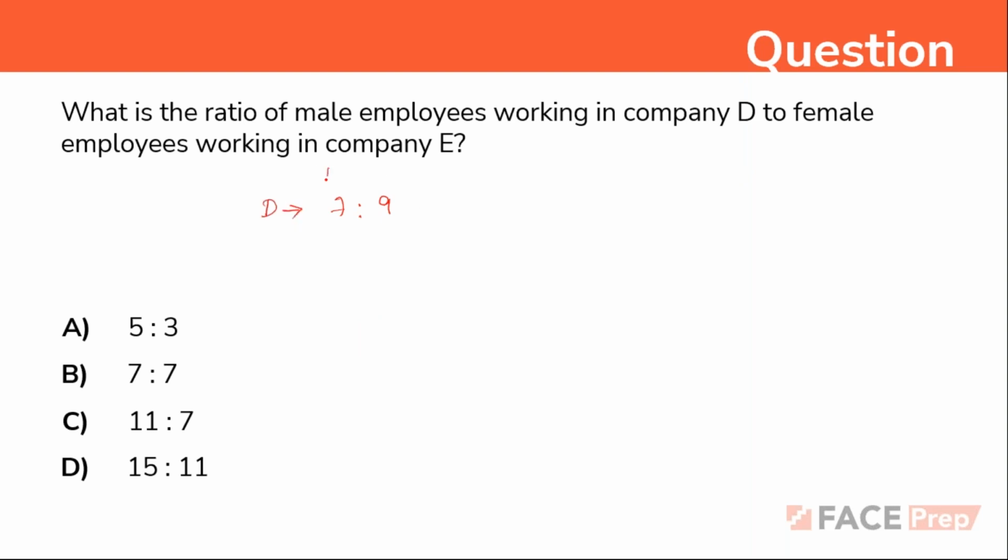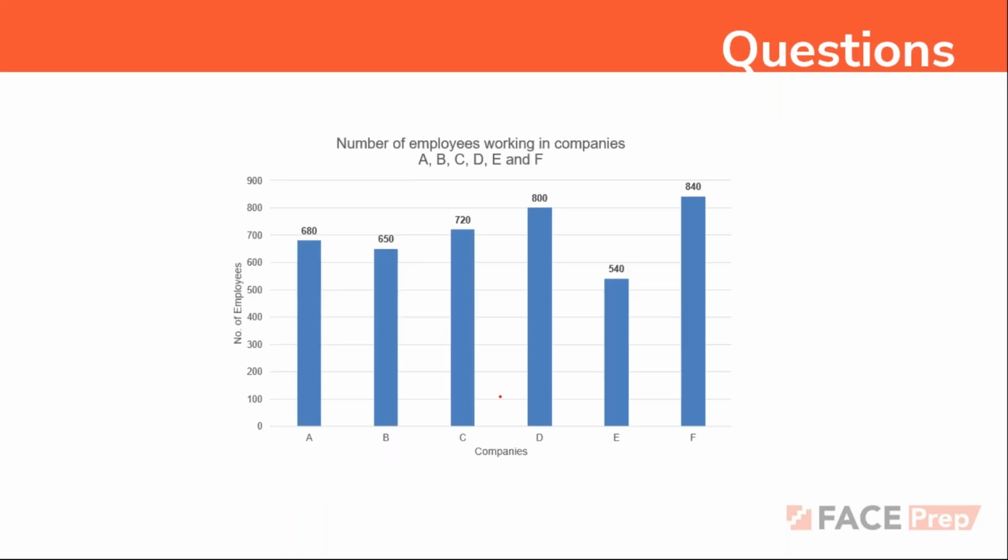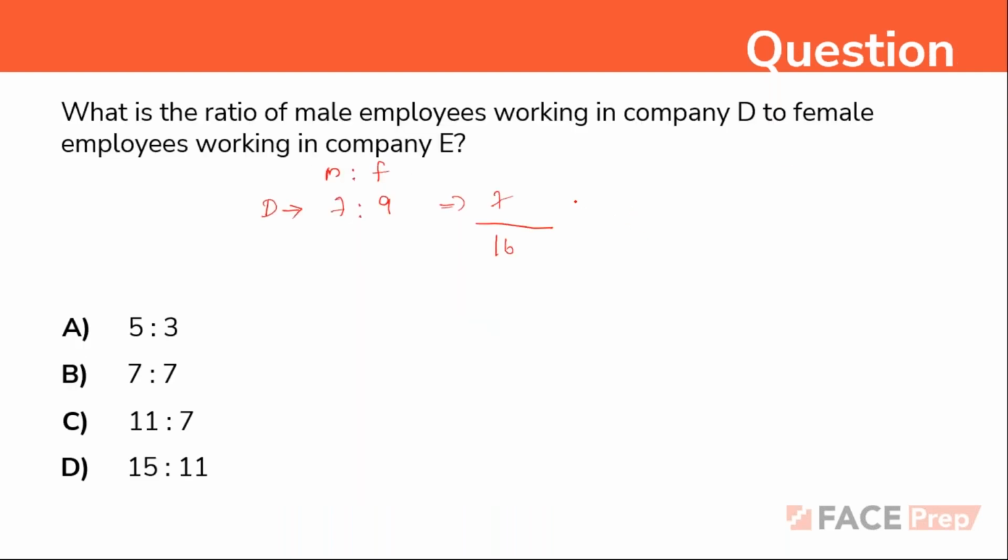Now, this is male and this is female, right? I need to find the number of male employees. So the male share will be 7 divided by the total value, that is 7 plus 9, which is 16. And what is the total number of persons in D? That is 800. So 7 by 16 into 800. If you solve, you will be getting a particular amount here. That is the value here.